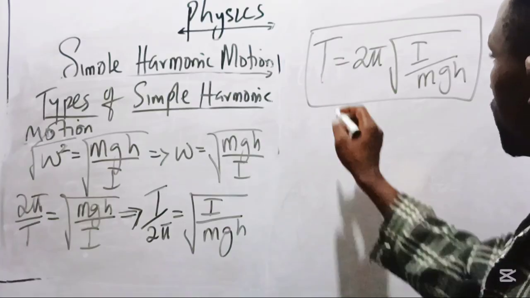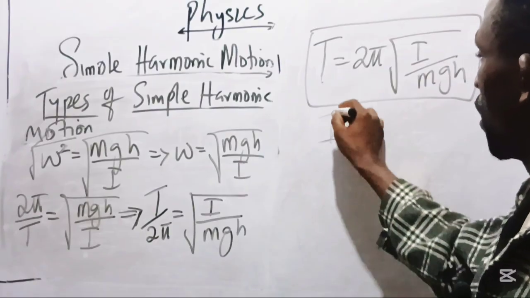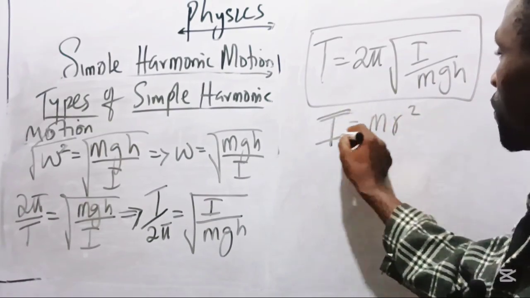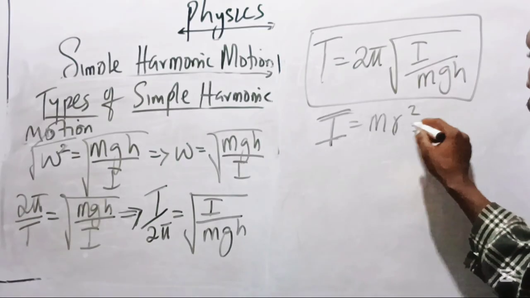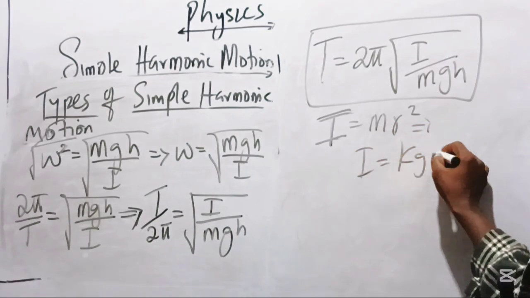Where T is the period, I is moment of inertia. When I is moment of inertia, we now say that it is mr squared, which is equal to mass times distance squared. This implies that for I, the unit is kilogram meter squared.